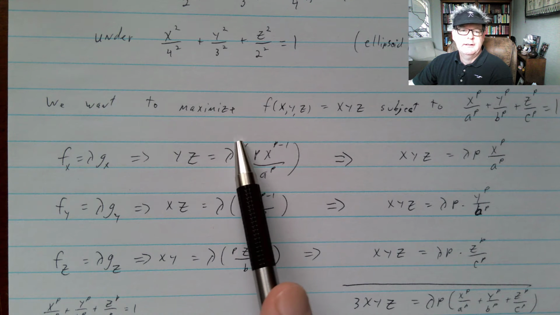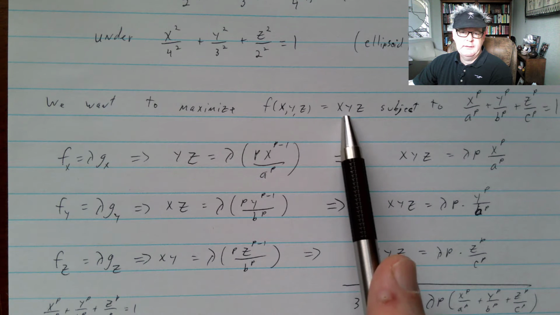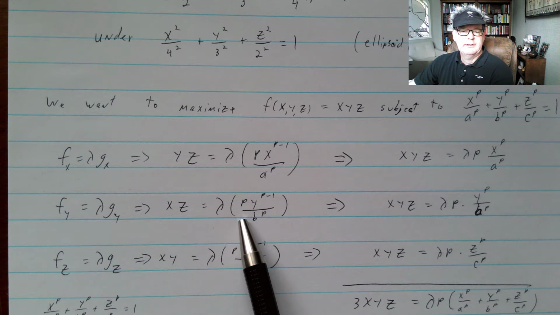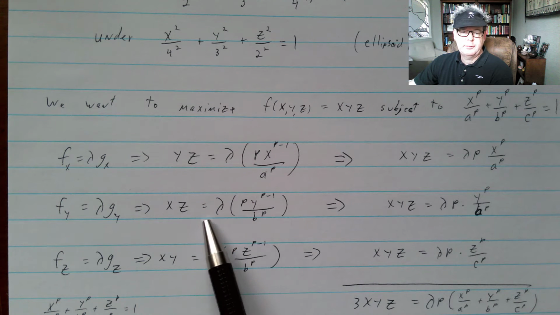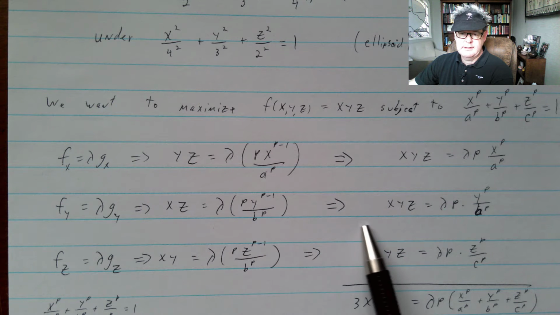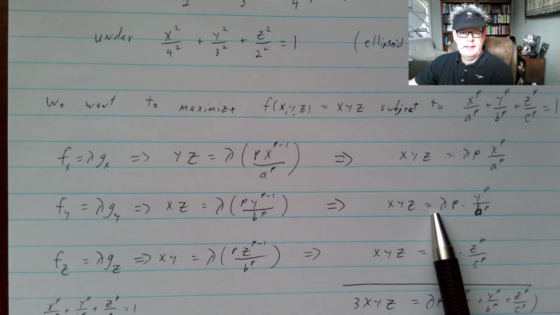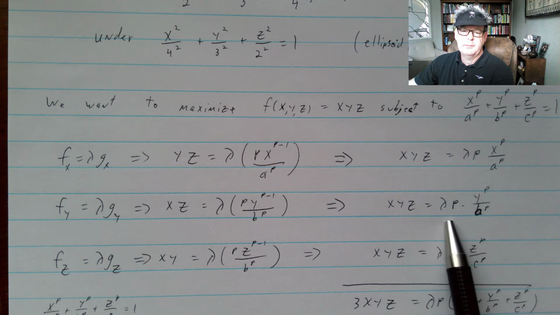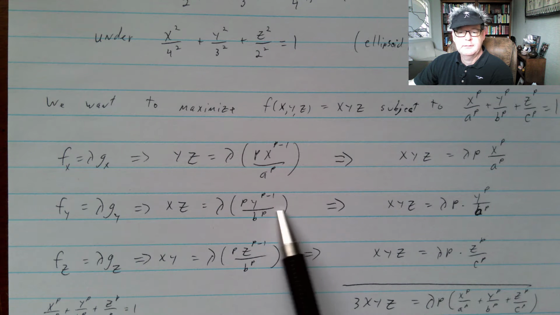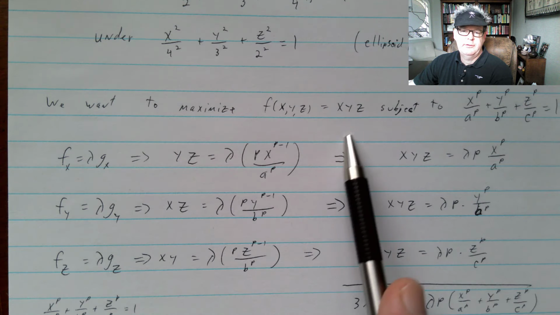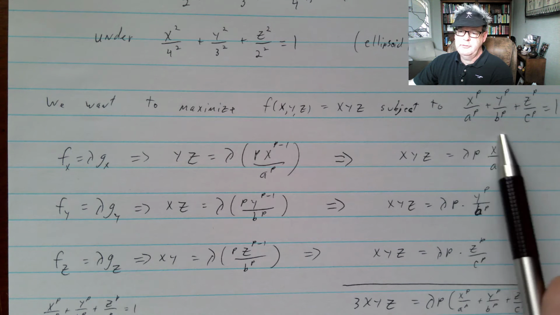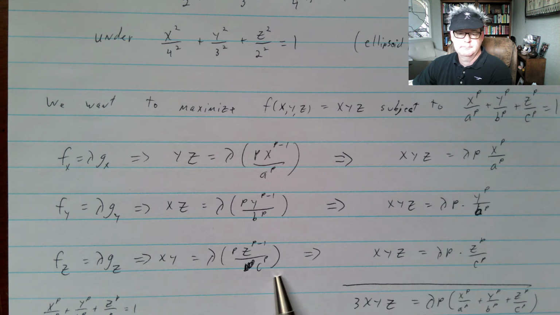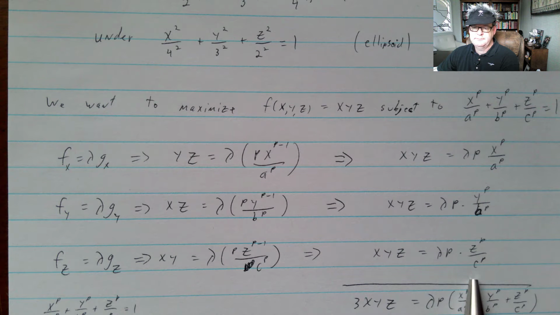And similarly, if I do f sub y, that's xz, and g sub y times lambda, I'll get lambda times this. Now multiply both sides of this equation by y, and so I'll get back lambda times p, and I'll get y to the p when I multiply both sides by y. And then lastly, f sub z is xy, g sub z is p z to the p minus 1 over c to the p. Again, I multiply both sides by z, so I get this.